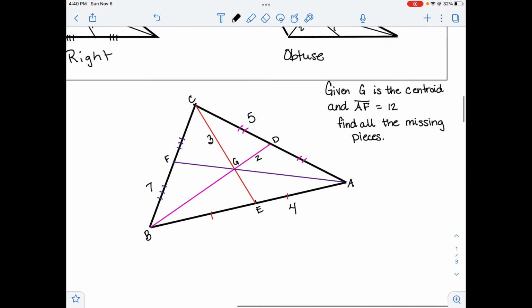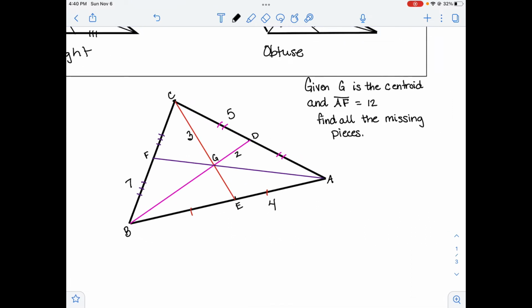You're given G is the centroid. I'll mark it here. And AF is equal to 12. And we want to find all the missing pieces. So pause for a moment and see if you can find them.